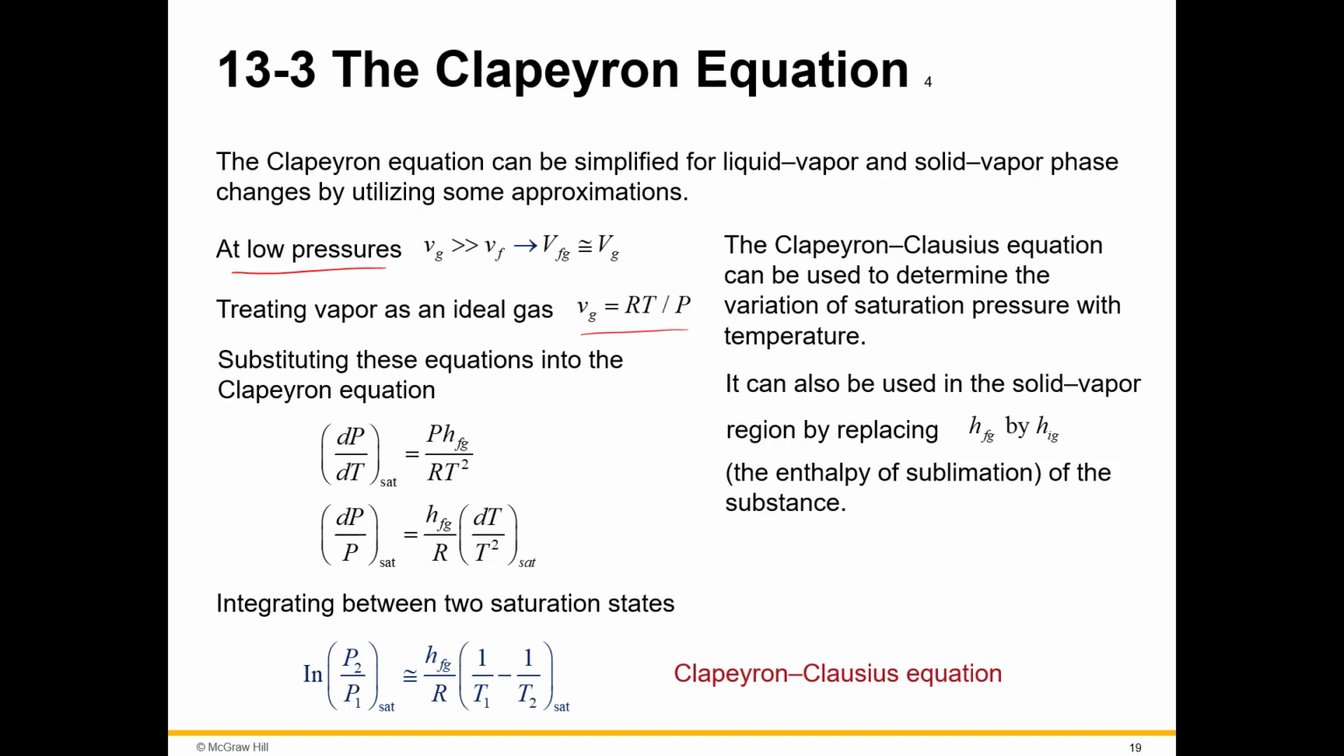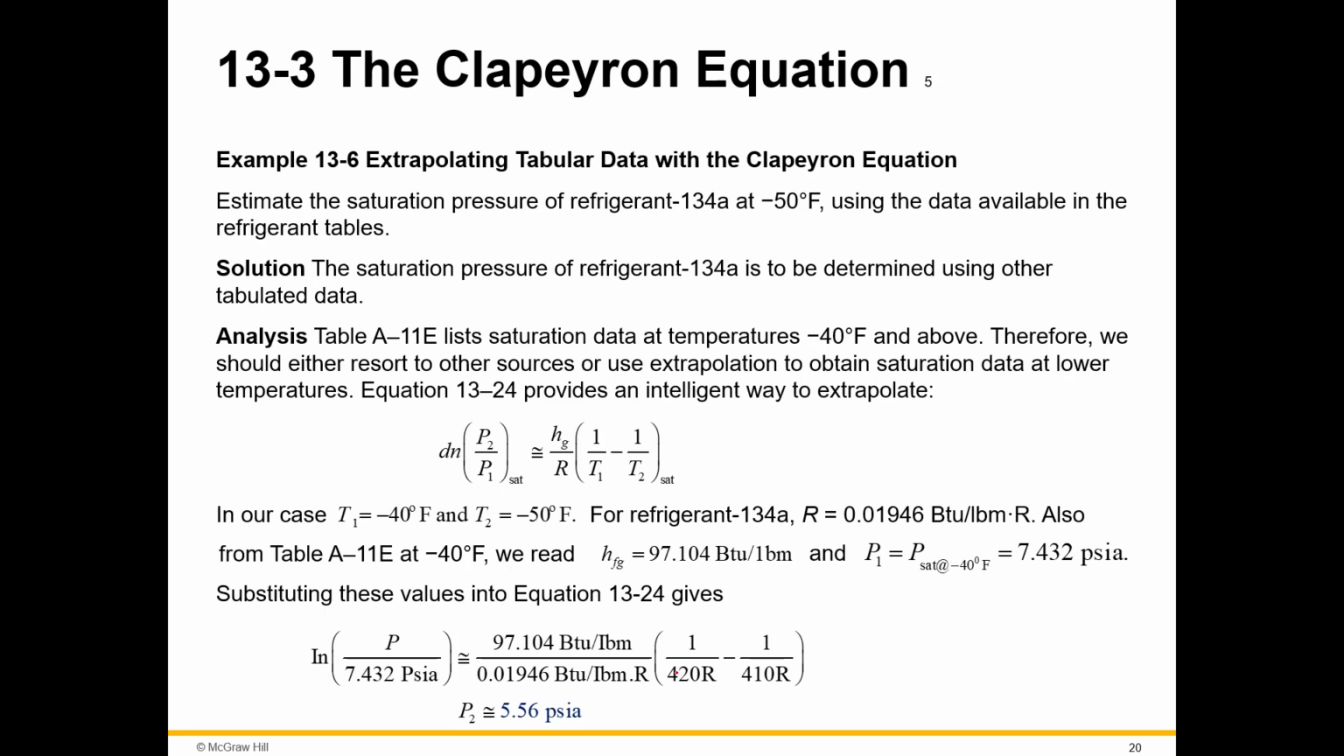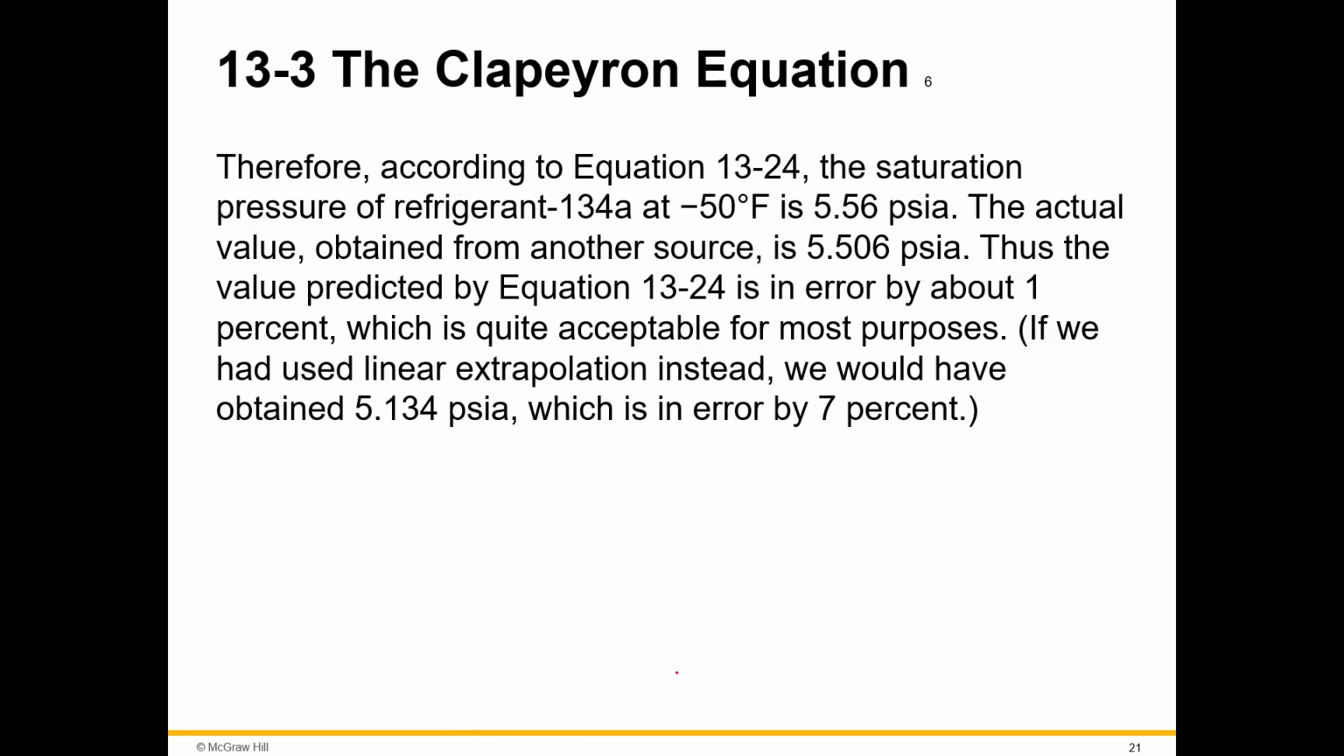And then what you get from here is the Clapeyron-Clausius equation down here. That can be used to determine the variation of saturation pressure with temperature. It can also be used for solid-vapor by replacing h_fg with the enthalpy of sublimation of a substance. So here's another example, and it's talking about extrapolating tabular data with the Clapeyron equation. It goes through there and equates out what your equations were and how you would put that information in there.